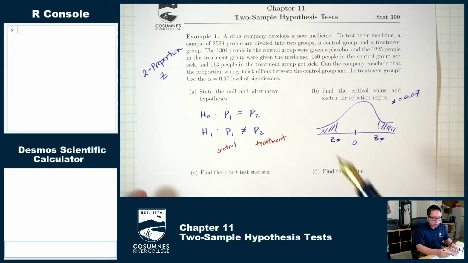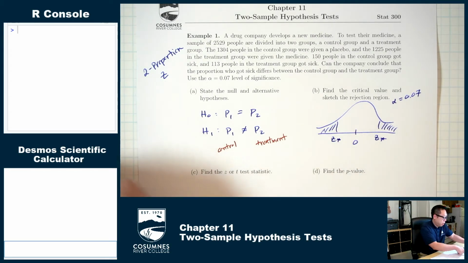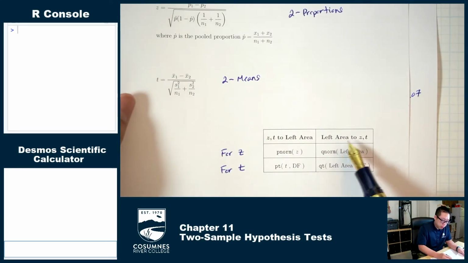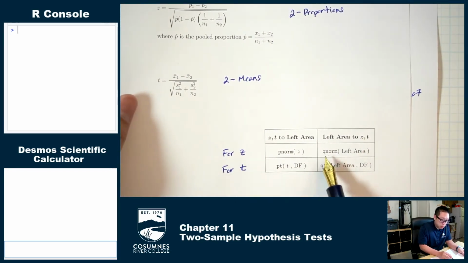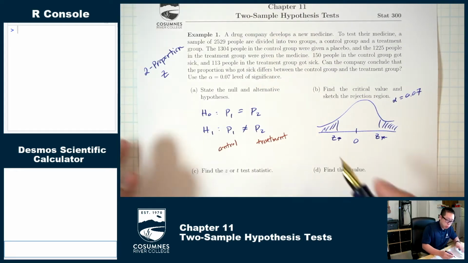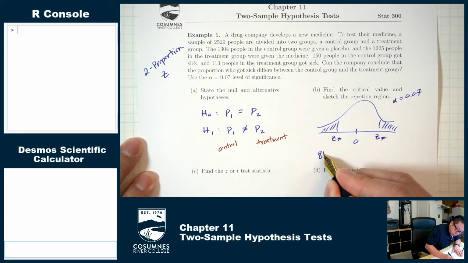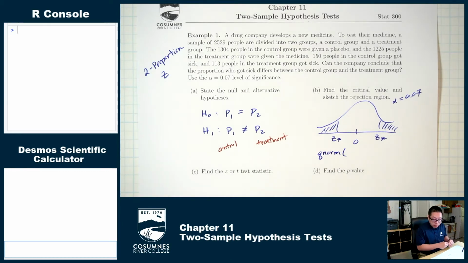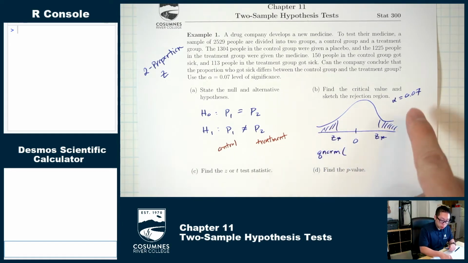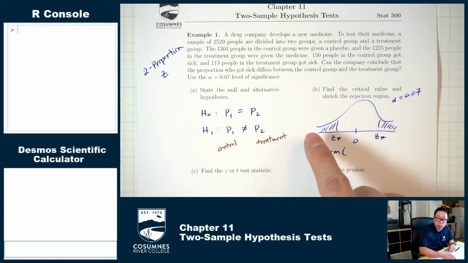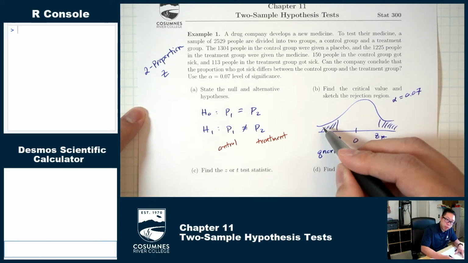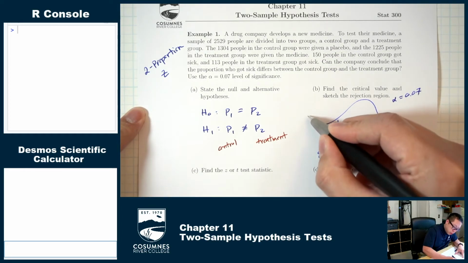This is really just an area to z problem. For an area to z problem, for the z situation, we should be doing q norm. Okay, so we'll q norm the left area. Left and right together is 0.07. If I just want the left, divided by 2. So 0.07 divided by 2.